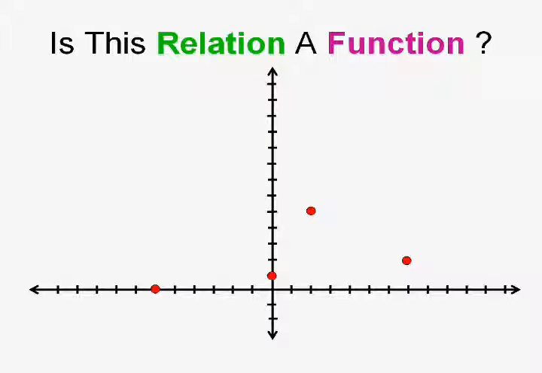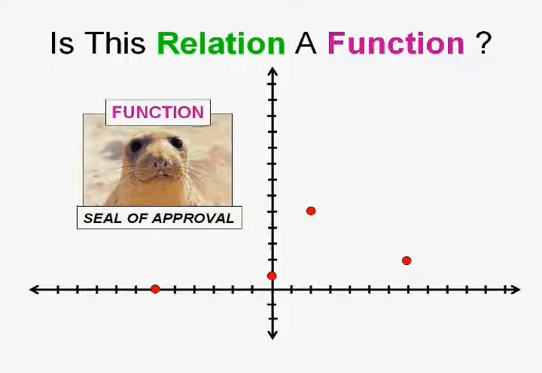Let's see if this relation is a function using the vertical line test. It went a little quickly, but it never hit 2 at the same time. So that relation is a function.